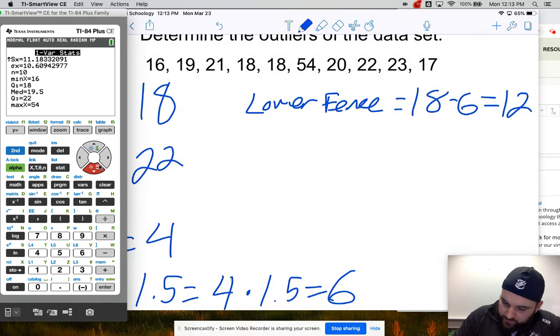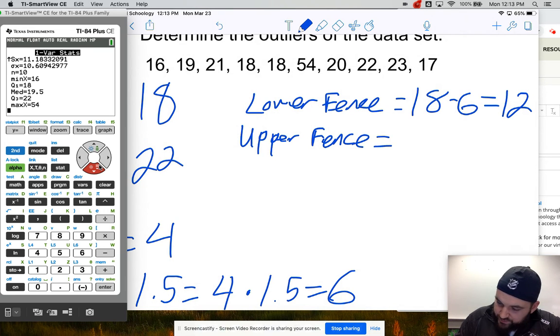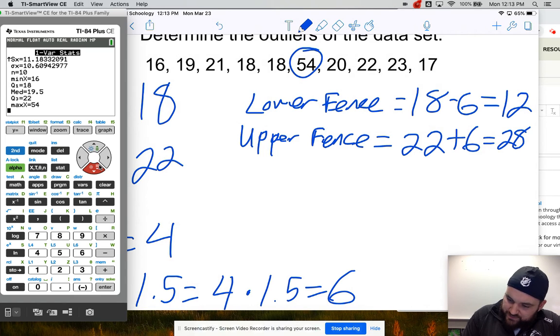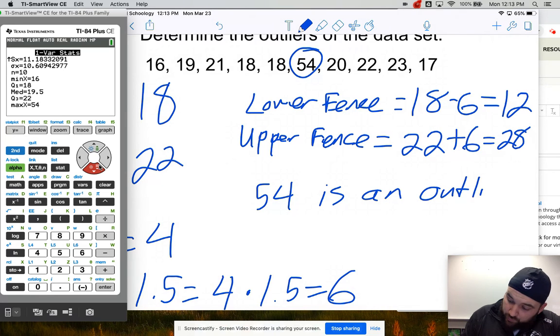And then if I calculate the upper fence, it's the same idea, except I'm going to take my third quartile, or my upper quartile, which is 22. I'm going to add 6 to it. That gives me 28. That means anything bigger than 28 is an outlier, or anything less than 12. So the only number in this list that fits that description is 54. So 54 is an outlier, and that is the only number we have.